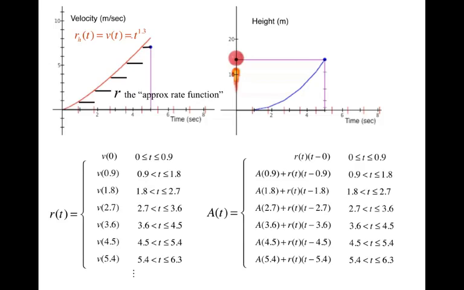Okay, so now, what's the meaning of A of 5, and how does the function determine its value? So what's the meaning of A of 5? The meaning of A of 5 is the net accumulation of height 5 seconds after launch. How does this function find A of 5? What does it do?